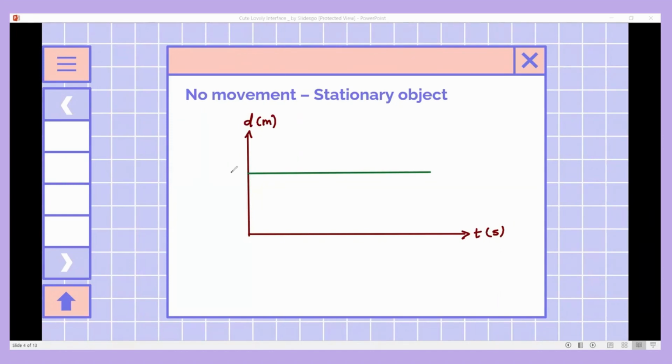So here, for example, if it is 10 meters, even though the time is passing, the distance does not change, so we can say the object is not moving. So a path parallel to the x-axis in the dt graph tells us the object is not moving.